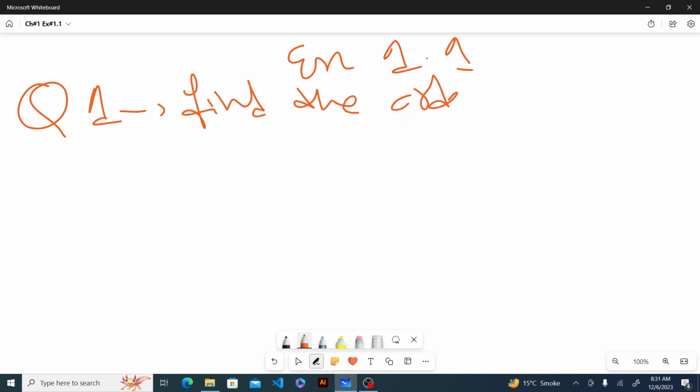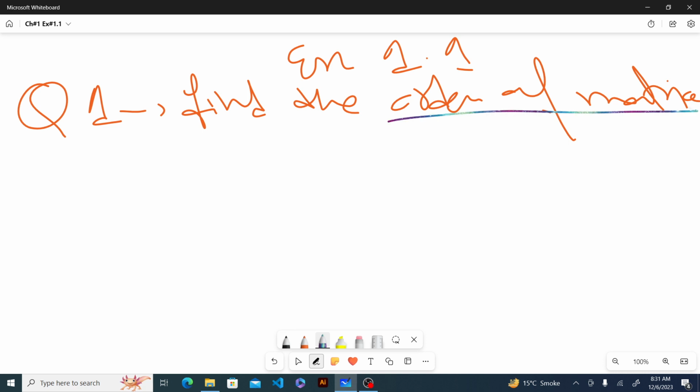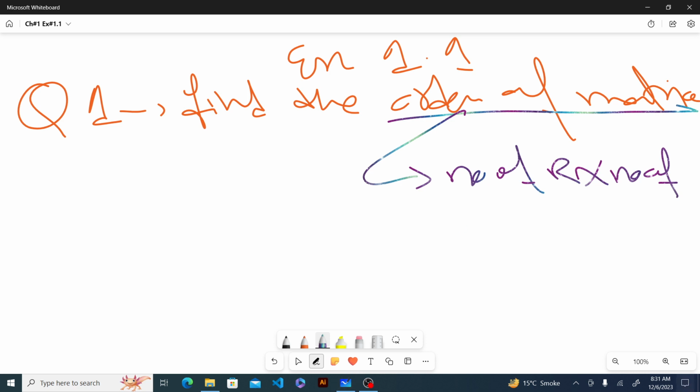order of matrices. So in question number 1, we have to find the order of a matrix of all the given matrices. What is the order of a matrix? It is simply the number of rows into number of columns.